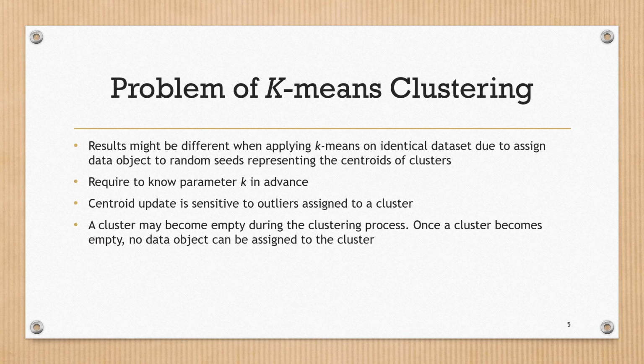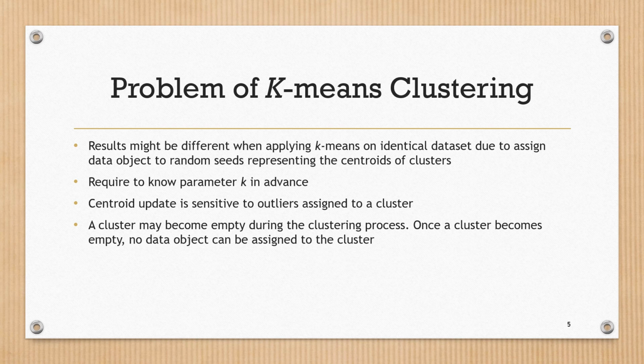The problem of the k-means clustering algorithm is that if we use k-means clustering algorithms on an identical data set, we might obtain different results. The reason is that the k-means clustering algorithms randomly generate seeds to represent the centroids of clusters and assign data objects to clusters. Further, k-means algorithms require knowing the number of clusters k in advance.